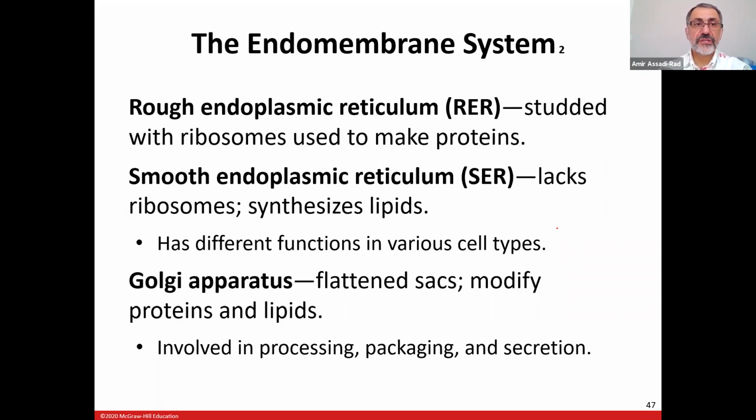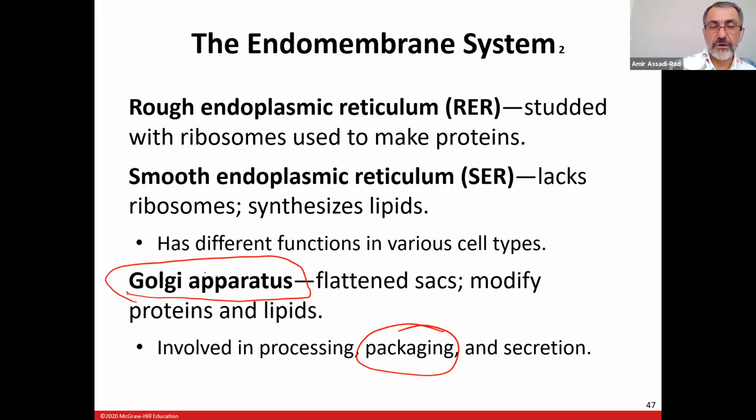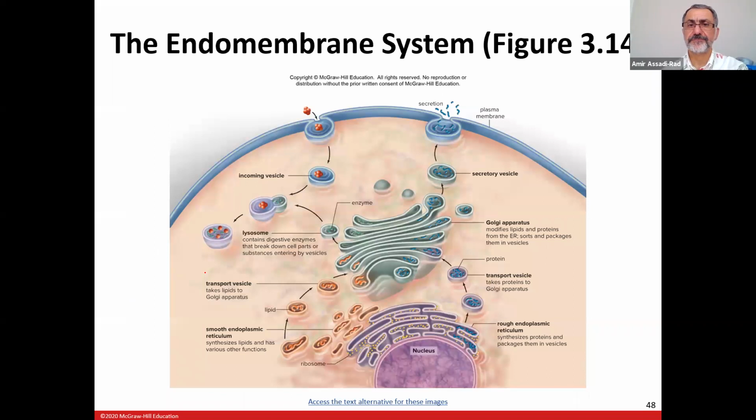Rough endoplasmic reticulum is again responsible for protein synthesis. Lipid synthesis has different functions in various cell types. The Golgi apparatus is flattened, and it modifies proteins and lipids. It's a packaging plant. If you're a Green Bay Packers football fan, then Golgi apparatus should come to your mind. You should have no problem with Golgi apparatus, Green Bay Packers. They package cell material.